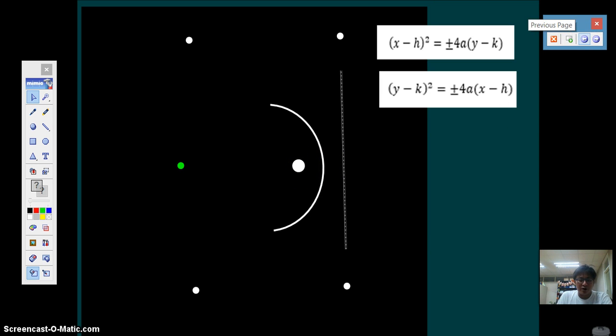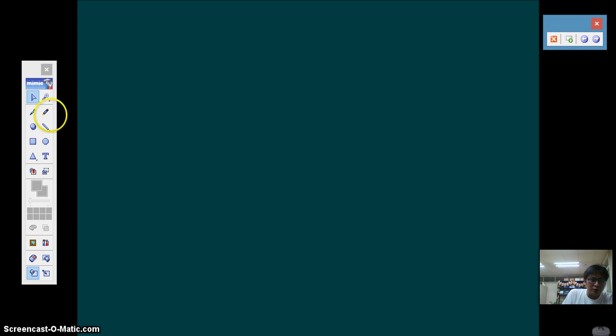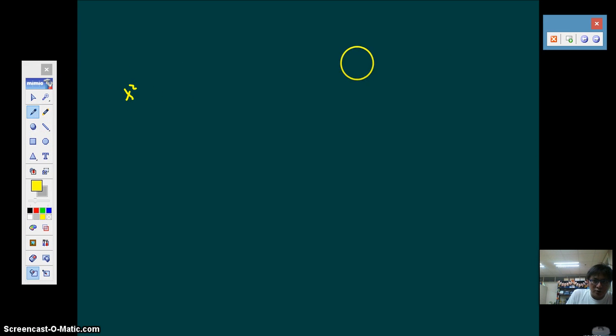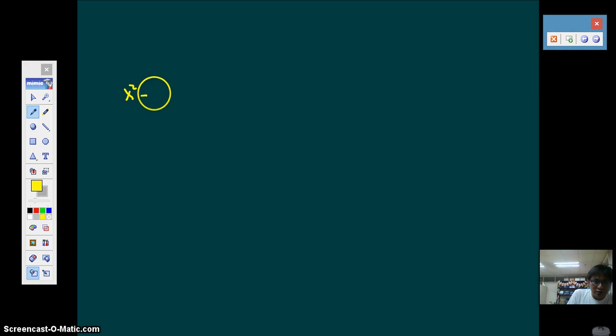Now let's go back to the problem. x squared minus 8x plus 12y plus 52 equals 0. We need to convert this first into the standard form. So, x squared minus 8x plus 12y plus 52 equals 0.